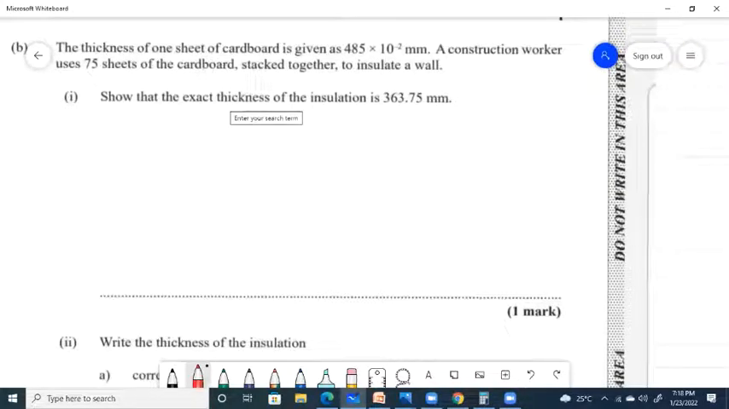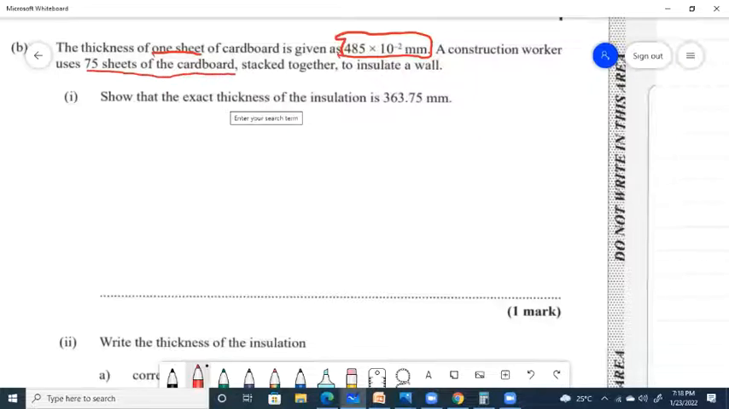All right, it says the thickness. So now this number 1 question has a little reasoning in it, it seems. Maybe not this part, maybe the other parts, but let's go. It says the thickness of 1 sheet of cardboard is given. This is how thick it is. In other words, this is the breadth of the thing. The thickness of it is 485 times 10 to the negative 2. We'll talk about that, millimeters. It says a construction worker uses 75 sheets.